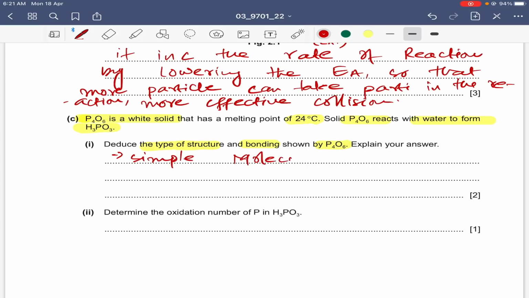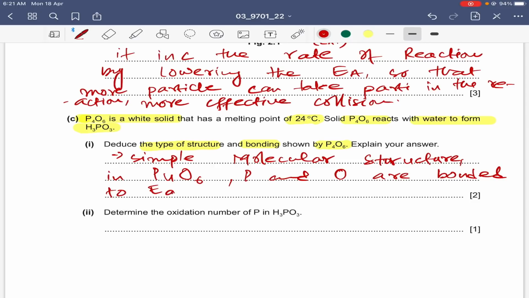Molecular structure. Simple molecular structure. And in P4O6, the phosphorus and oxygen are bonded to each other through covalent bonds. Right?